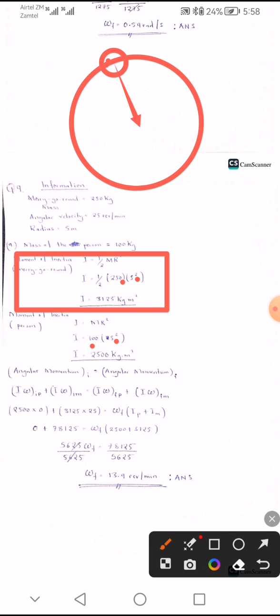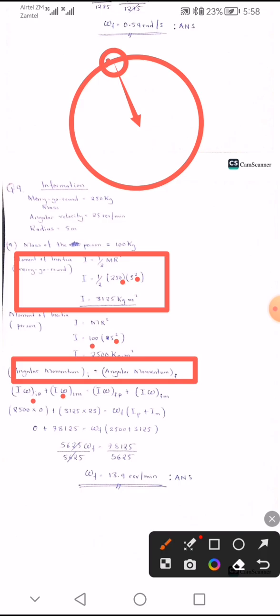Then we go back to our earlier concept. For something like this, angular momentum is going to be conserved. So angular momentum initially is equal to angular momentum final. Here, this is the angular momentum of the person initial. This is the angular momentum of the merry-go-round initial. This is the angular momentum of the person final. This is the angular momentum of the merry-go-round final.